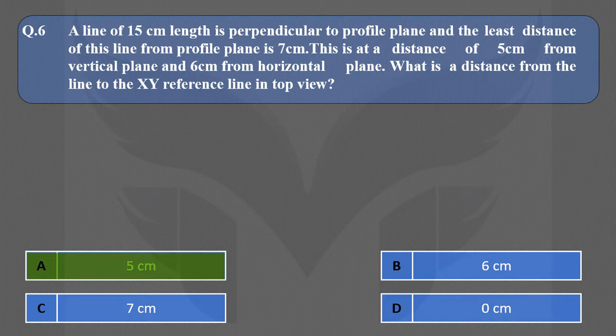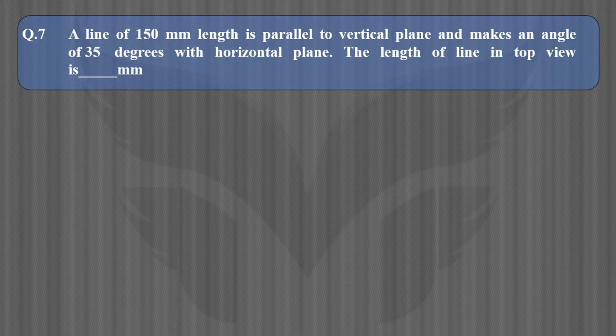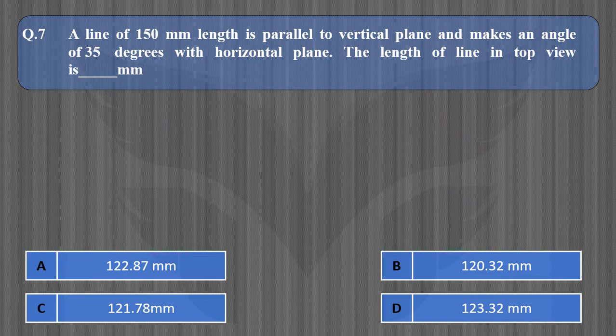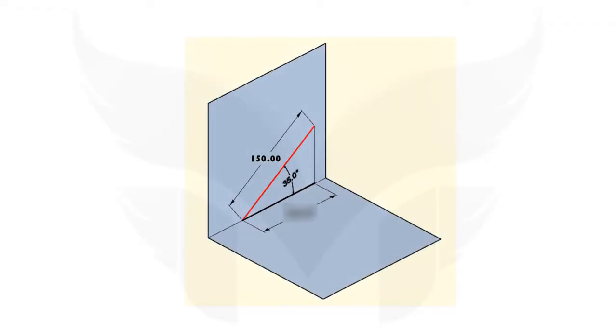Now next question. A line of 150 mm length is parallel to vertical plane and makes an angle of 35 degrees with horizontal plane. The length of a line in top view is dash dash mm. And here are our options. To find out length of a line in top view, we must know how the front view and top view of a line will look like under given condition. And visualization is a key.